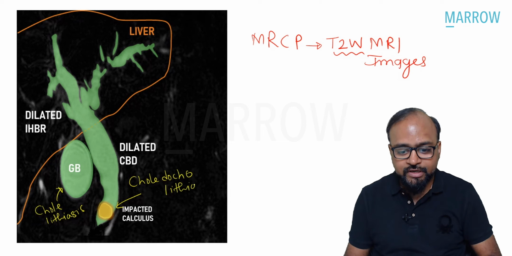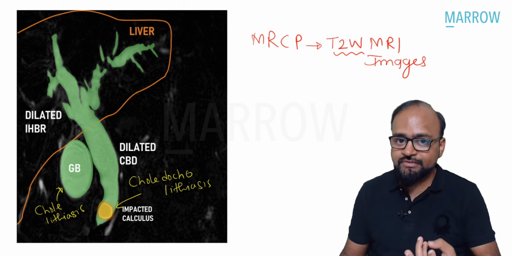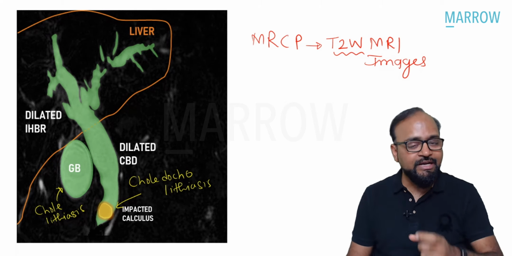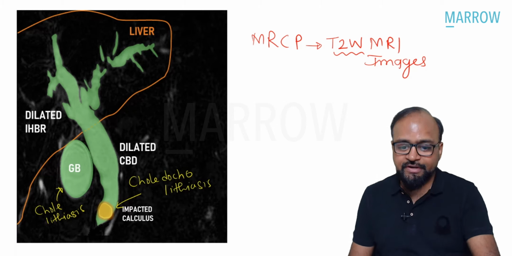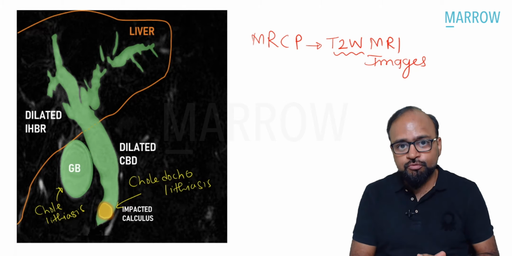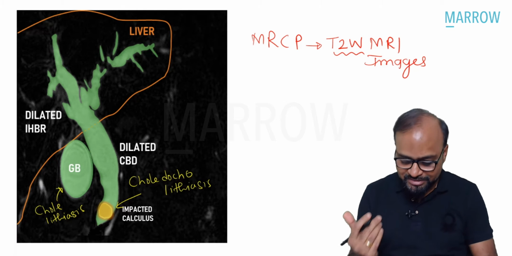Calculus within the gallbladder is called cholelithiasis, whereas a calculus within the common bile duct is called choledocholithiasis, right? So in the exam, a few students have said that there were multiple such filling defects. So there were multiple calculi within the common bile duct. Few students have said there was a solitary big defect. So eventually the diagnosis in the particular image which was given to you in the question was choledocholithiasis, right?